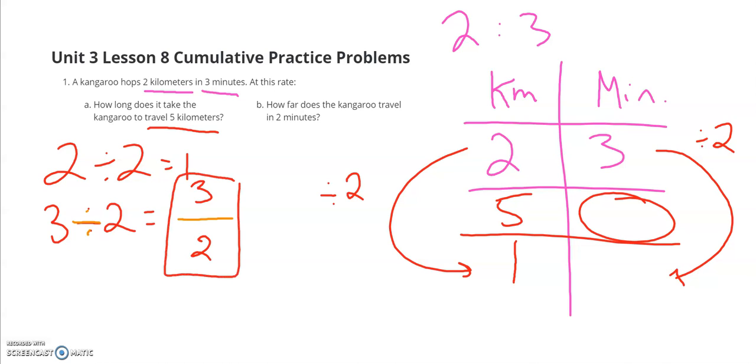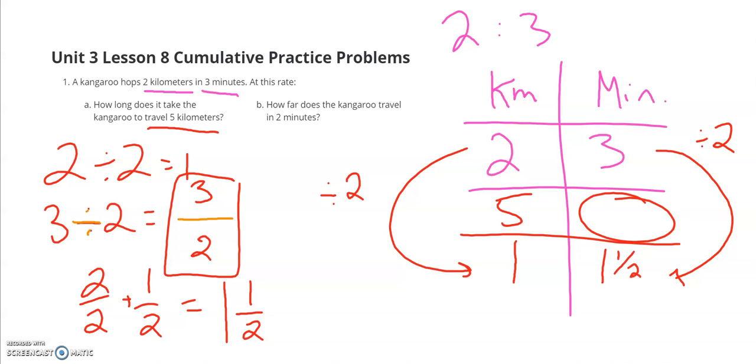I know that 2 halves make a whole, and then I just have 1 half left over. So 3 halves as a mixed number is 1 and 1 half. That means that in 1.5 minutes, this kangaroo can travel 1 kilometer. This is our unit rate. Now we're going to use this information to figure out how many minutes it takes the kangaroo to go 5 kilometers.